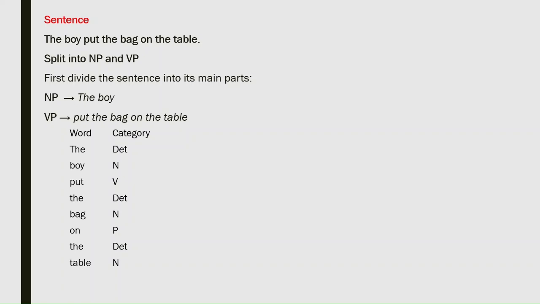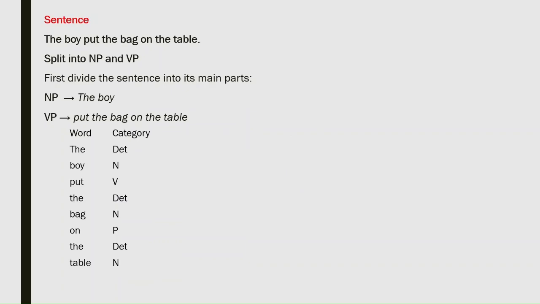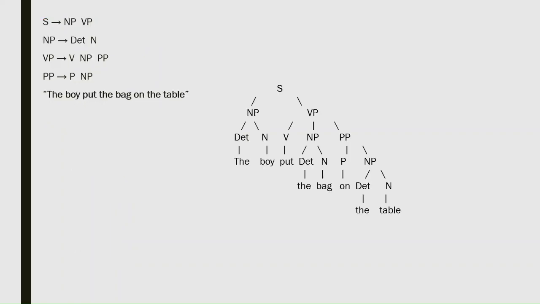The boy put the bag on the table. You split it, divide the sentence, and then you divide it by word category. If you want to make it simpler, for each word you can write down what category it is. The is a determiner, boy is a noun, put is a verb. If you write that, then you can easily draw the syntax tree, and you can also write the grammatical grouping. This particular syntax tree is not so proper, but you can easily divide.